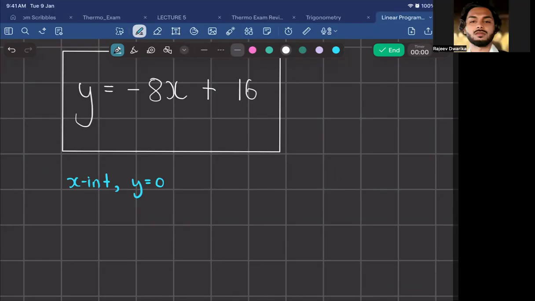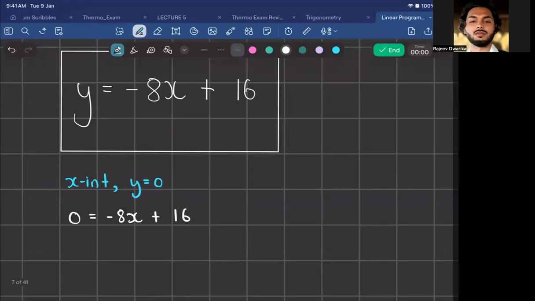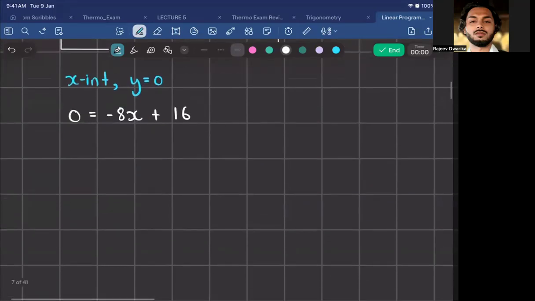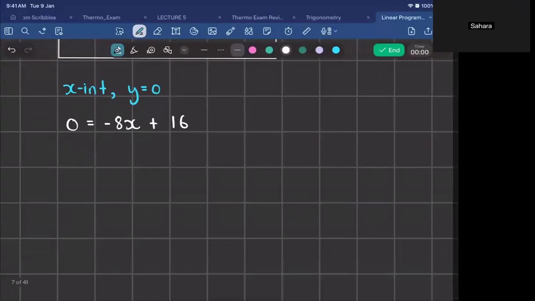So, Sahara, if we know y is 0, then we're going to plug 0 anywhere we see y. So I'll write 0 is equal to negative 8x plus 16. I believe you would have done this, because I see you have 0 is equal to minus 8x plus 16. That's correct. So we're okay up to this point, right? Yep. Okay. What's the next step you want to do? Move the 16 across.